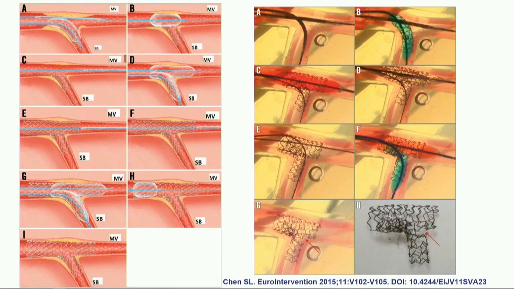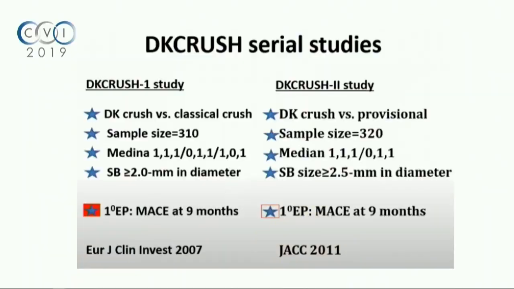And another thing that's interesting is that in DK crush, you want to recross in a proximal strut, because if you recross in a distal strut, what can happen, you can actually compress the side branch stent and have an area of unstented segment in the side branch. This is completely different than the provisional stent, in which you actually want to cross in a distal strut.